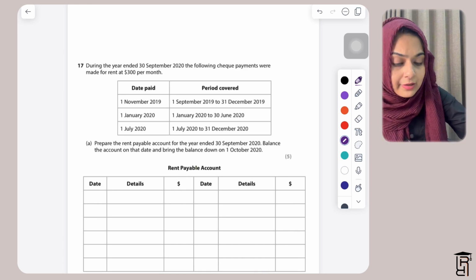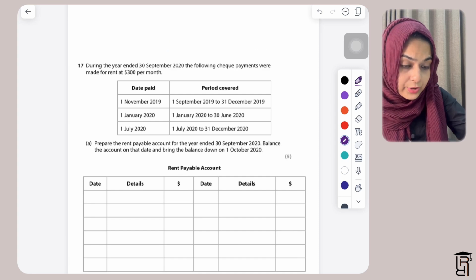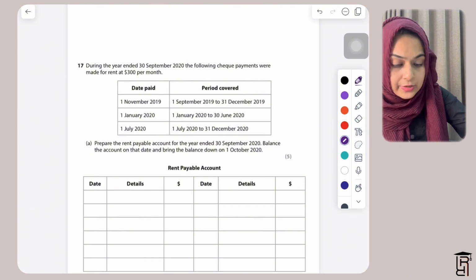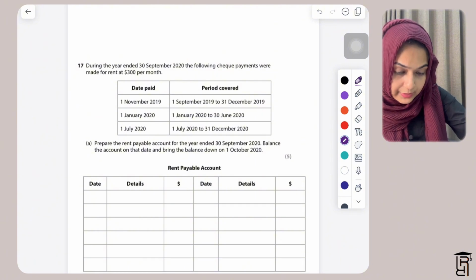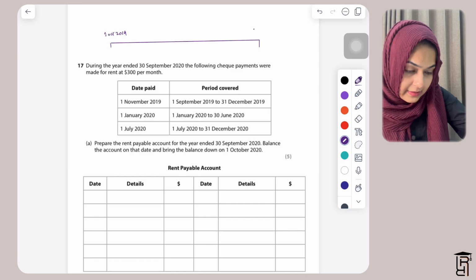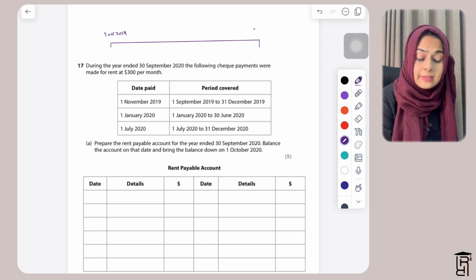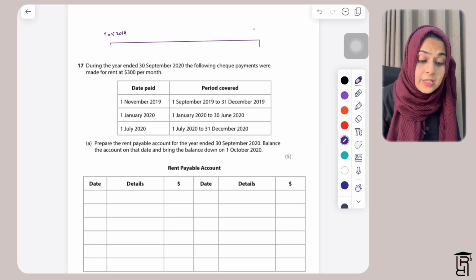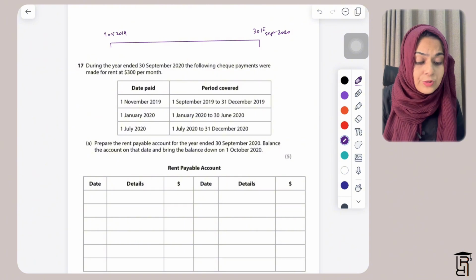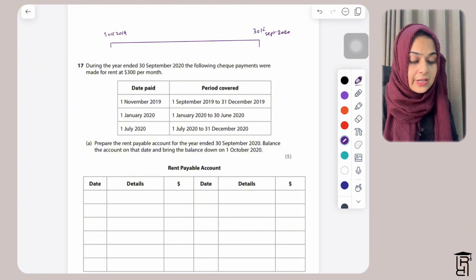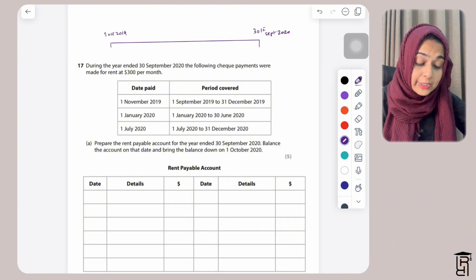So the year under consideration here starts on 1st October 2019, and ends on 30th September 2020, which is basically a period of 12 months. They've given you three payment dates: 1st November 2019, 1st January 2020, and 1st July 2020. All three of these are during the year.